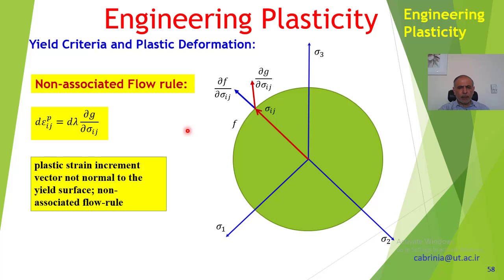Again, here I have shown you the difference between these two. Obviously, this is perpendicular and this is not perpendicular because this has nothing to do with F. This is another function, a potential function. Okay? So the plastic strain increment vector not normal to the yield surface gives you the non-associated flow rule like that.